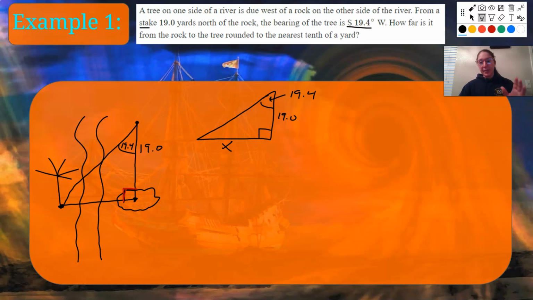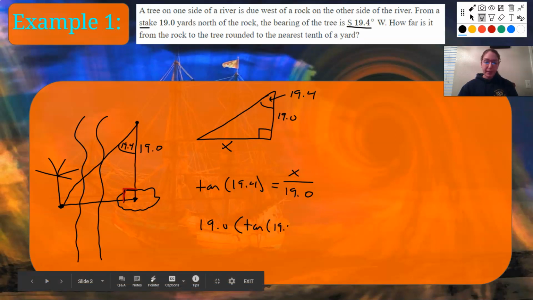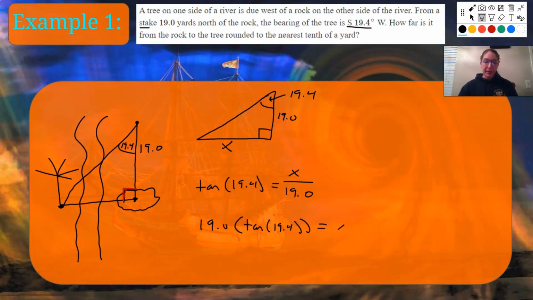So now I've lifted this scenario up. I've put it in only terms of right triangle speak. Now I can use what I know about right triangles to solve this problem. I'm just solving for a missing side of a right triangle. So from this angle, I have an opposite side and adjacent side. So tangent of my angle is equal to opposite side over adjacent side. Okay, multiply both sides by 19 times tan of 19.4. That is equal to x.